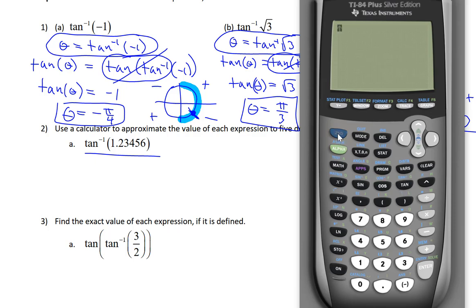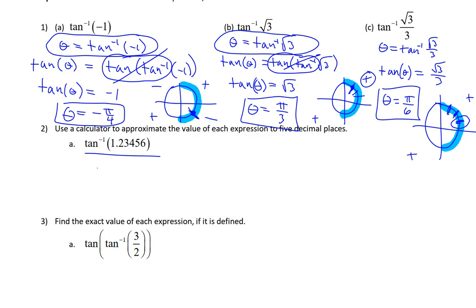So we'll simply try by pressing second and then the tangent button. Notice it puts tangent inverse in our graph, and we'll simply put the input of 1.23456 as given in there. Close parentheses, hit enter, and find an approximated decimal value here. It said to round to 5 decimal places, so we can do that. As seen there, this result would end up being approximately 0.88998, again, just given directly by the calculator.